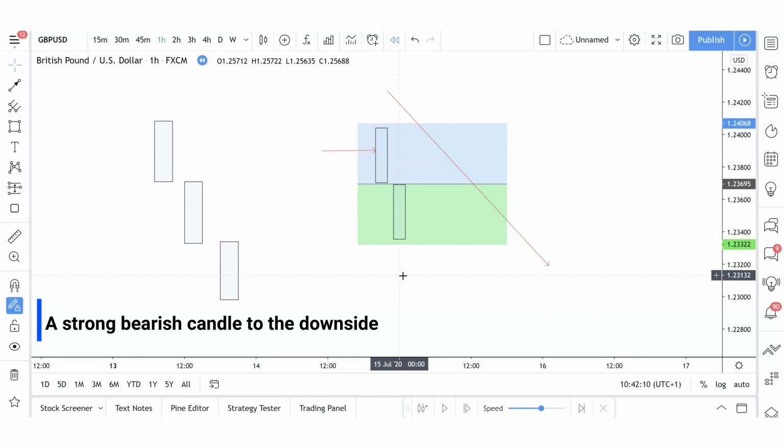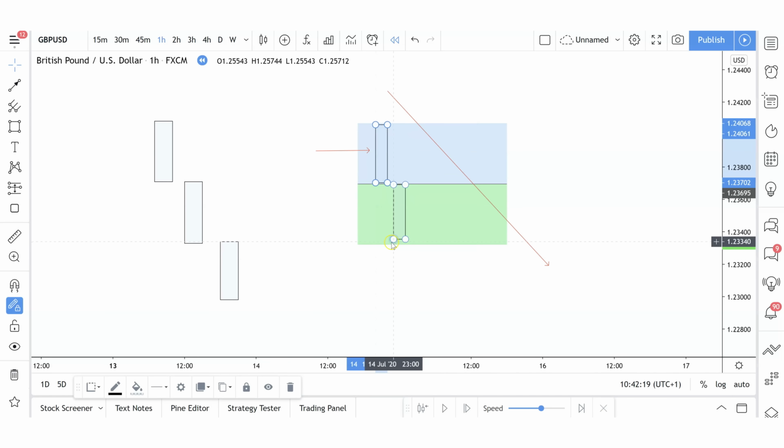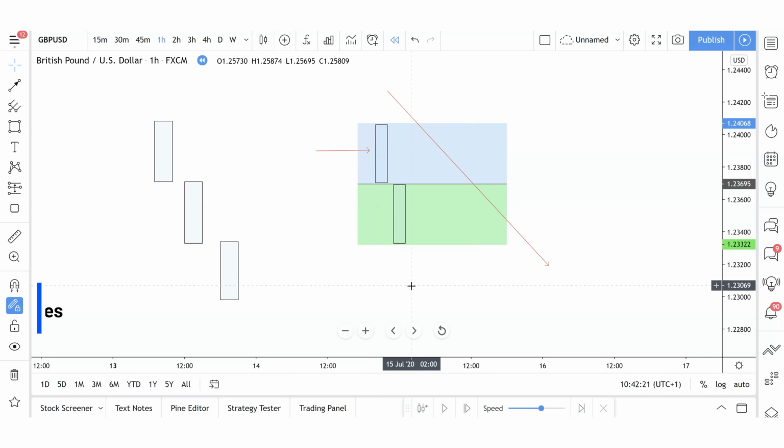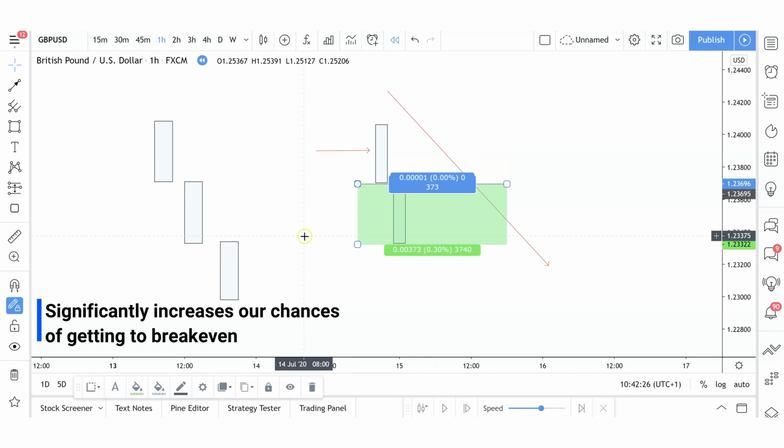Now, what does that do for our chances? Or what does that do for our trading? Well, that significantly, let's move this up a bit so we can highlight the point and move this down a bit. This significantly increases our chances of getting to break even.